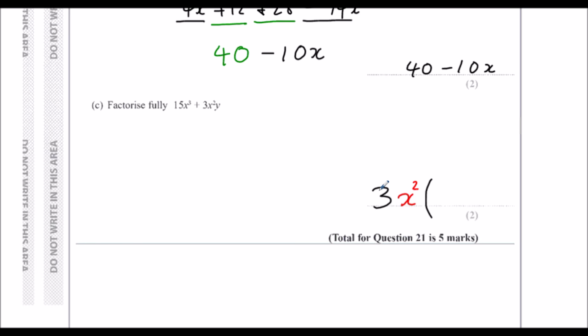Then what goes inside? So 3 times 5 makes 15. x squared times another x makes x cubed. 3x squared times what makes 3x squared y? Times y. So we've got 3x squared on the outside, 5x plus y on the inside.